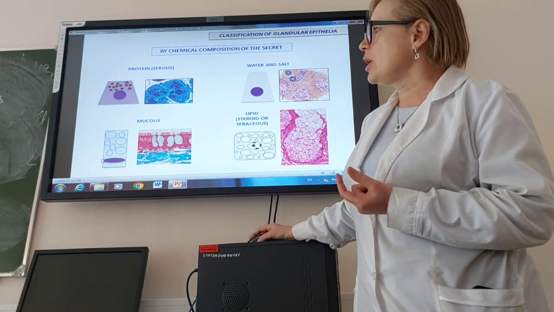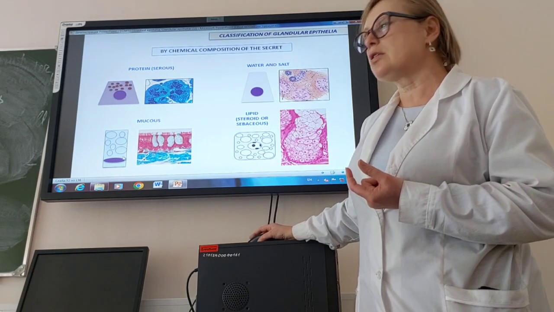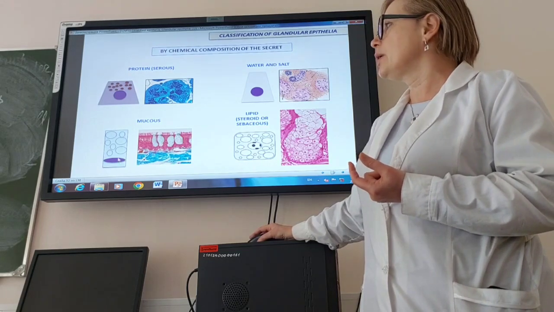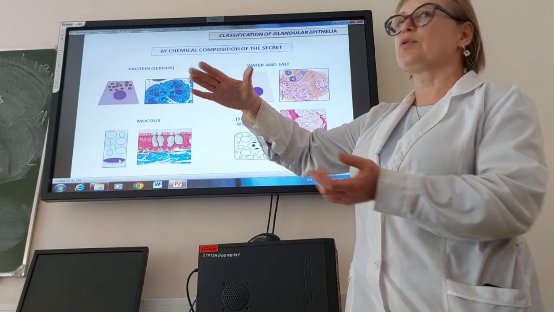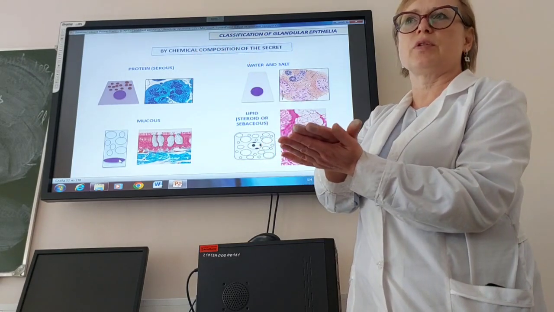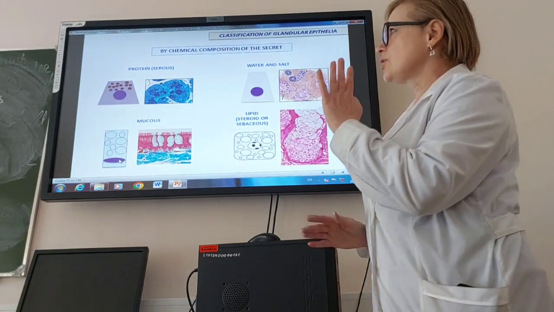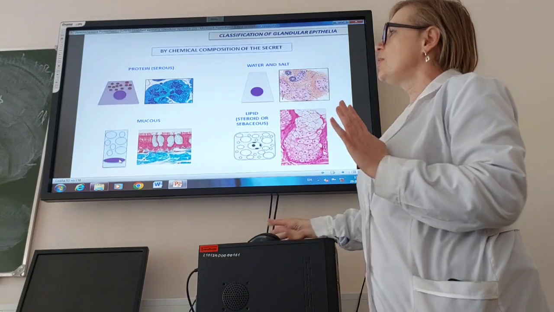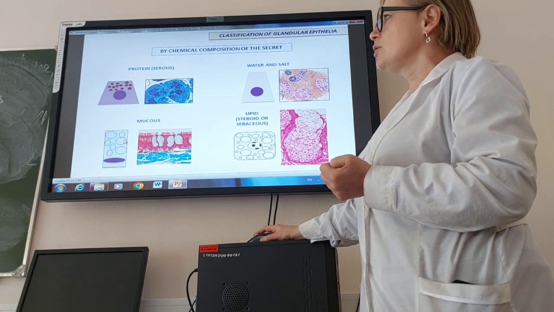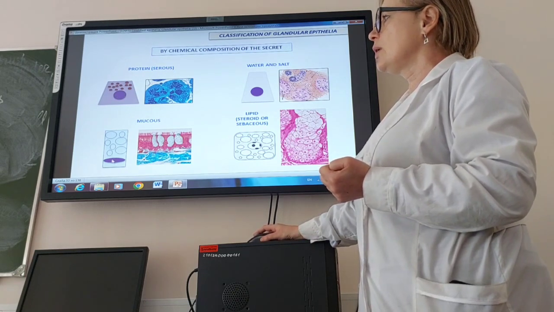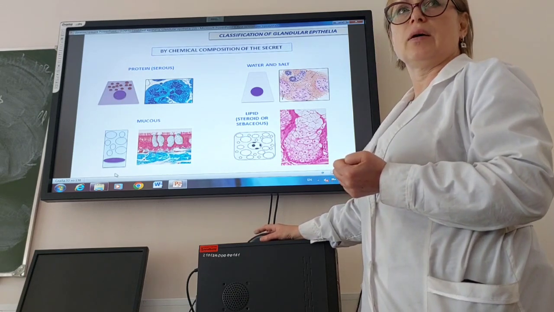Look please at the shape of the nuclei. It's flattened, and the position of the nuclei is not in the middle. It moves closer to the basal surface of the cell. So three criteria help us identify where is the protein-secreting cell and where is the mucus cell: color of the cytoplasm, shape of the nuclei, and position of the nuclei.